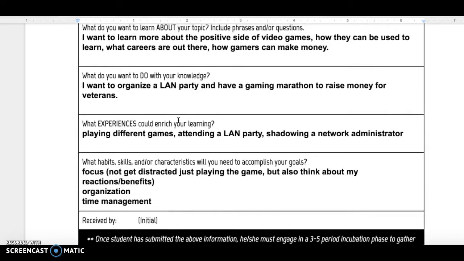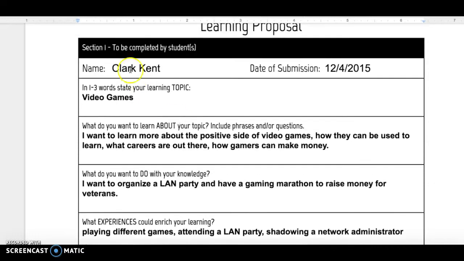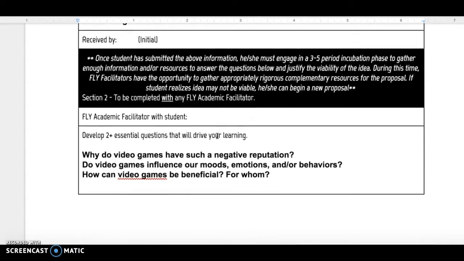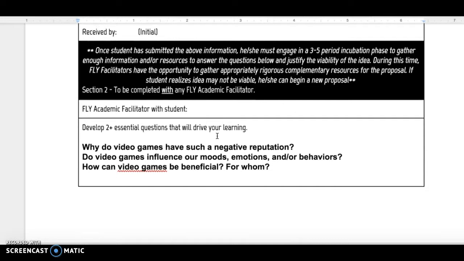Okay, so that was his kind of just initial brainstorm in this section 1, right? Just a very initial brainstorm. So during the incubation period, he kind of puts a little more time into his thinking. He does some exploration, and he comes up with these 3 essential questions.